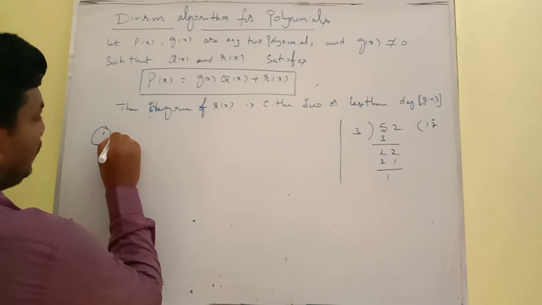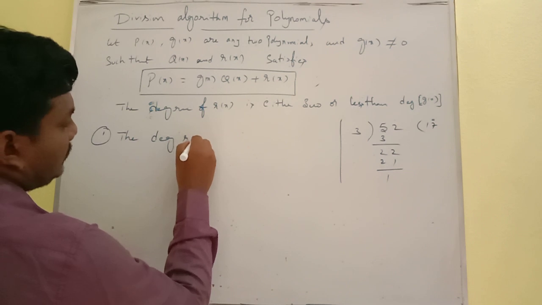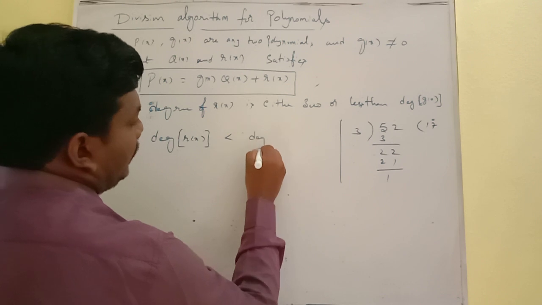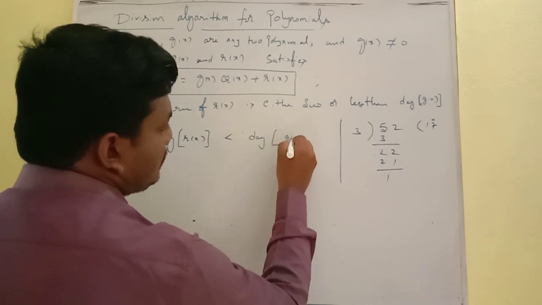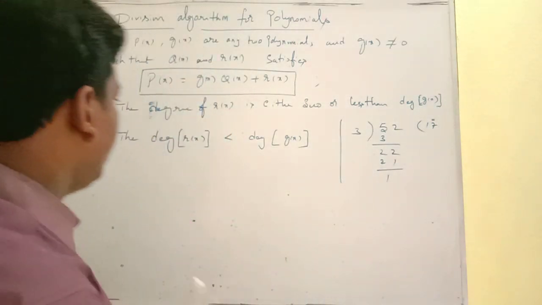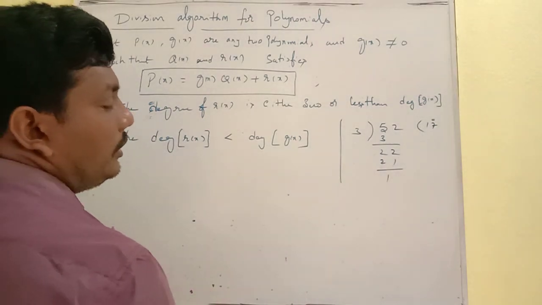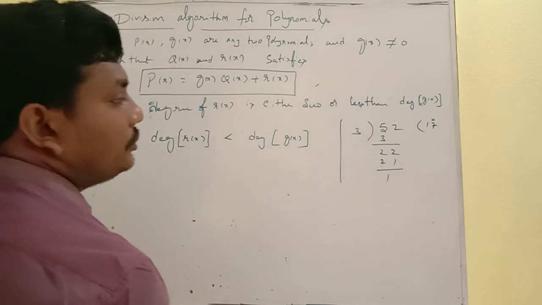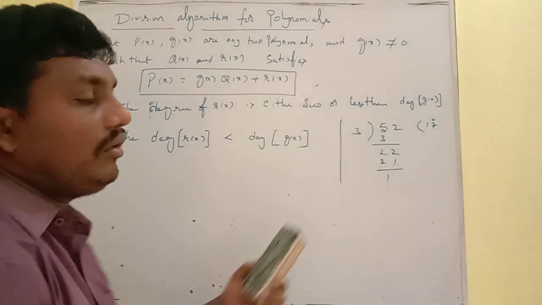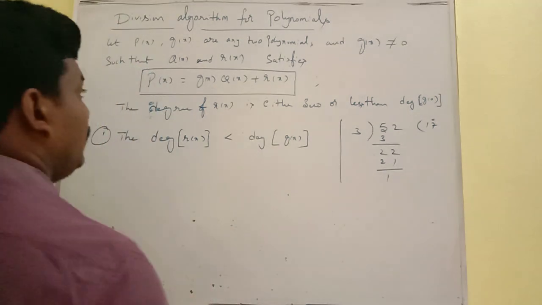is that the degree of r of x is always less than the degree of g of x. It is a must. If the degree of r of x is 0, yes, that is possible. Degree of r of x being 0 means it is a constant polynomial. This is the first point we have to remember.